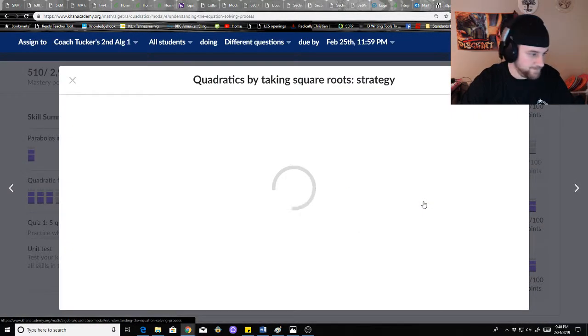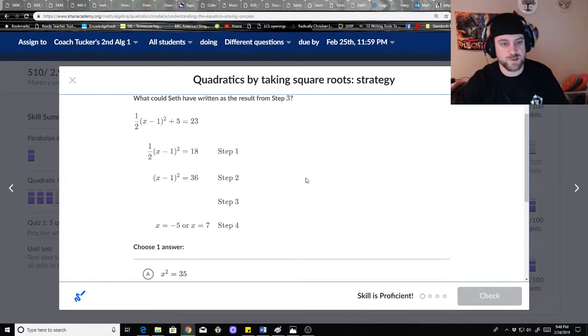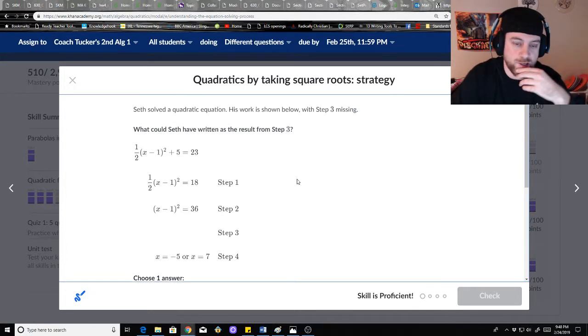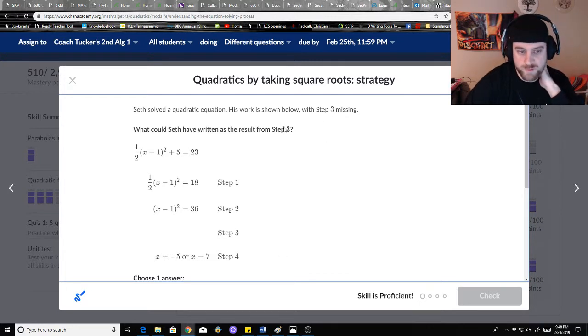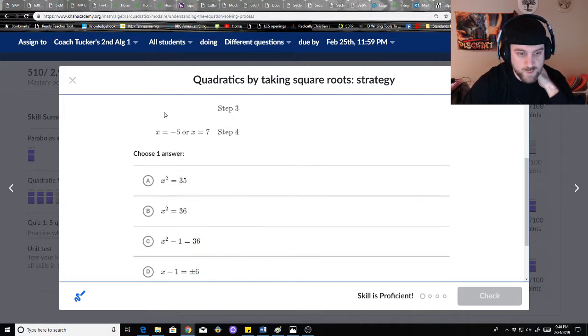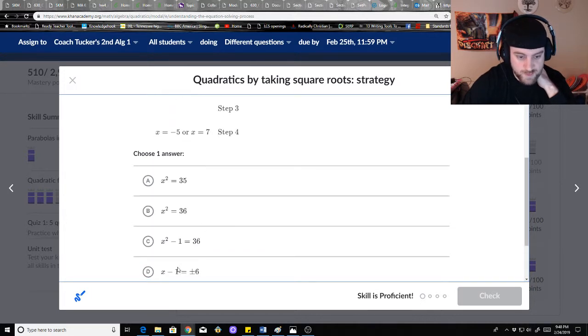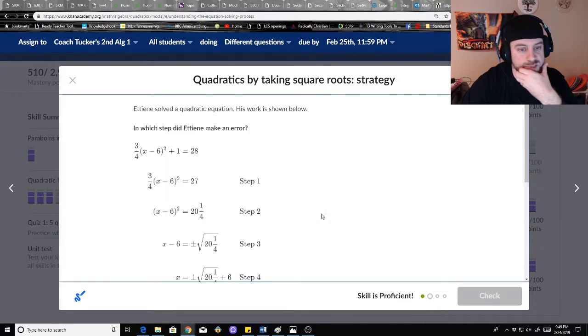Let's do this one. We're getting close to 15 minutes, so we're going to go through these real quickly. All right, so Seth solved the quadratic equation. His work is shown below with step 3 missing. What could Seth have written as a result of step 3? Square root. So x minus 1, we square root both sides. So x minus 1 is equal to plus or minus 6, because that's the square root of 36. Hopefully that makes some sense.